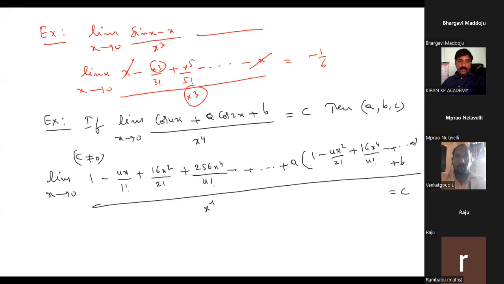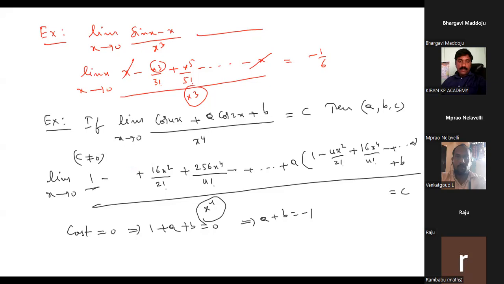So that means here a finite value should come, meaning the denominator is x power 4, so the numerator must be x power 4. The lower coefficients must be 0. That is, the constant term 0, x coefficient 0, x square coefficient 0, x cube coefficient 0, all 0. So the constant must be 0. What is that constant? 1 plus a plus b is equal to 0. So a plus b equals minus 1, one equation. Now coefficient of x is 0. Okay, so what is the coefficient of x here? This is x square, not x. This term is not there. This is the constant term.